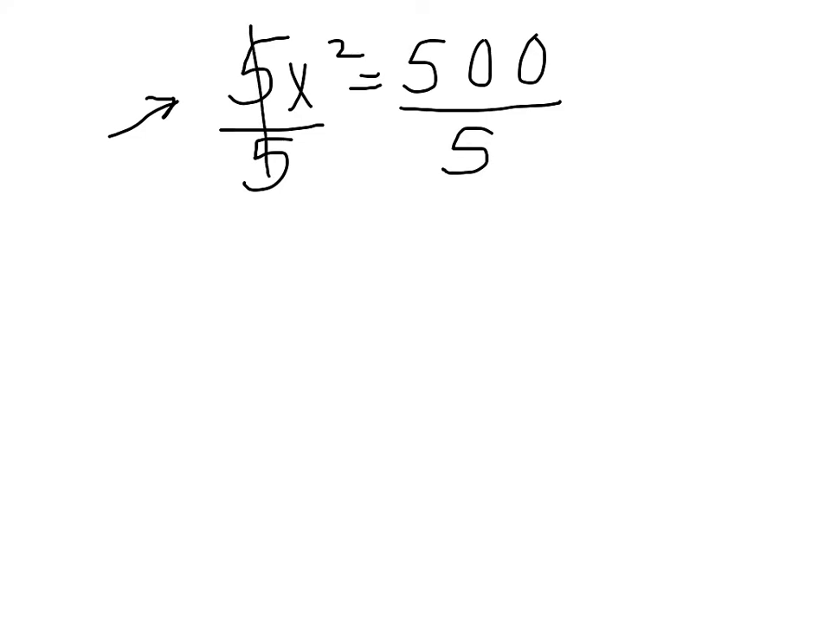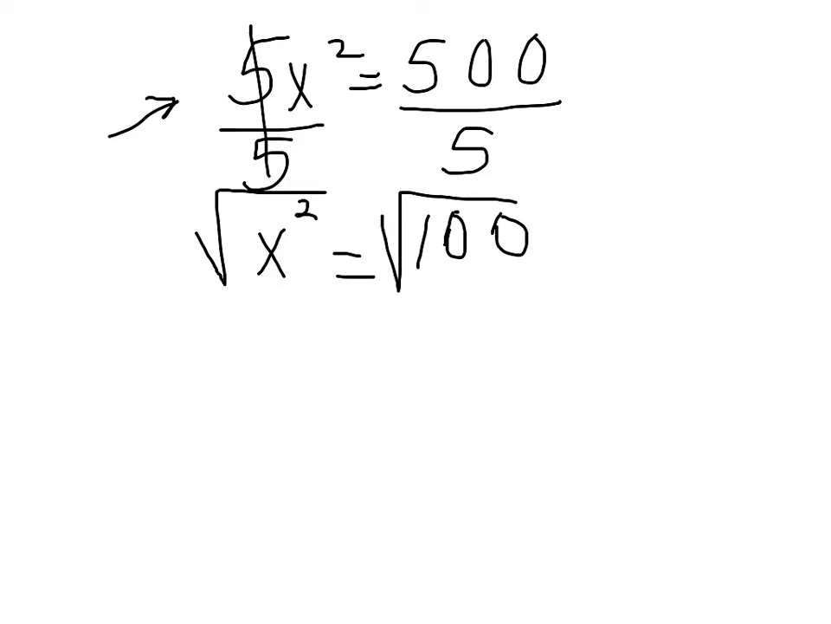Our 5's will cancel out to 1 there. We don't usually write the 1. And now we do 500 divided by 5, which will give us 100. And now this is a lot like the problem we were just doing on the previous slide, where we just undo the squaring by square rooting both sides.